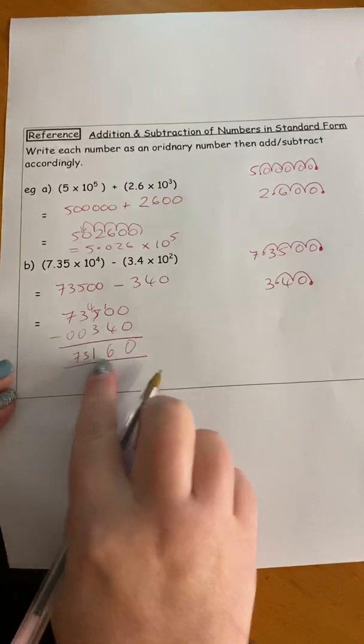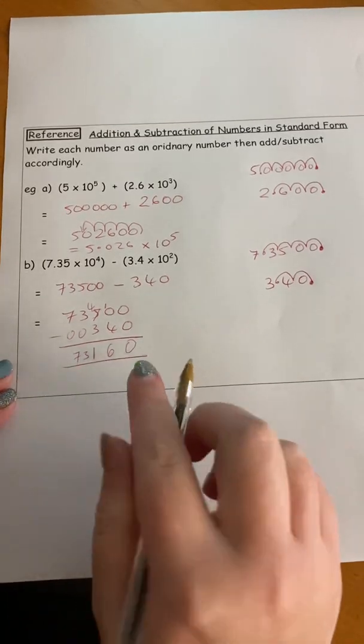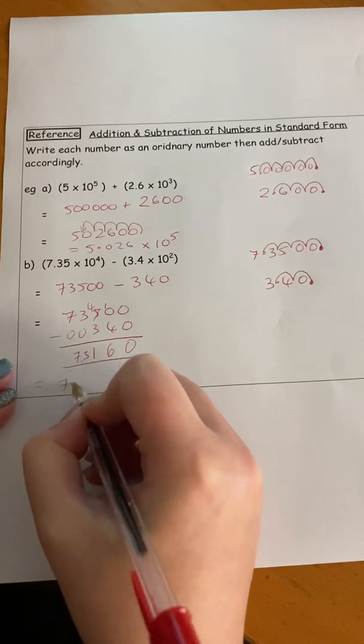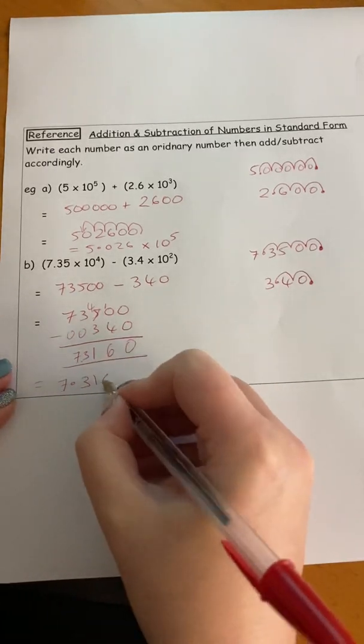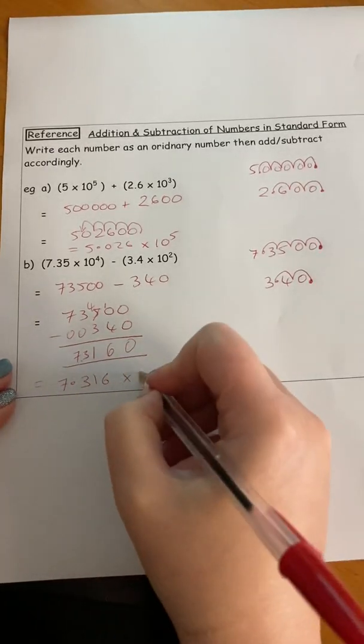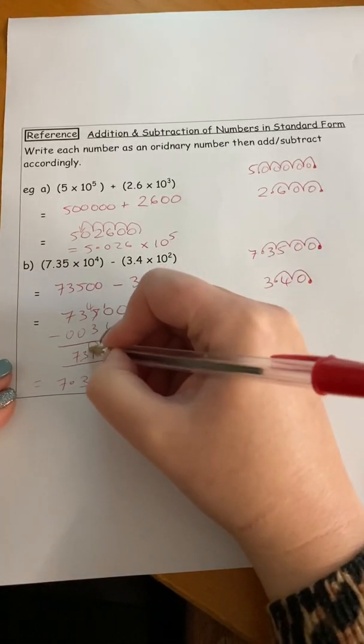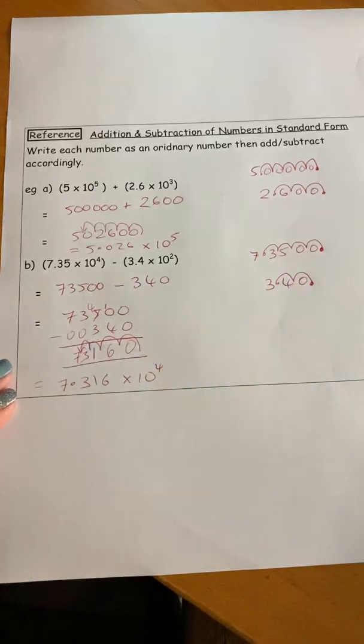Okay? Now that at the moment is not in standard form. So I could put my decimal point there between the 7 and the 3. So then it becomes between 1 and 10. Okay, so that's at the moment. Times 10, then think about how many times you moved it. So 1, 2, 3, 4 times. And that then is adding and subtracting using standard form.